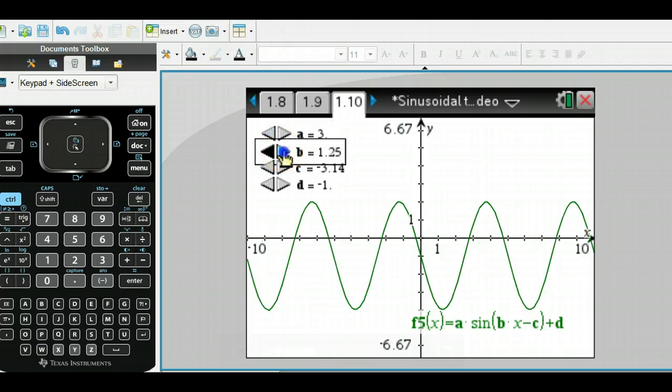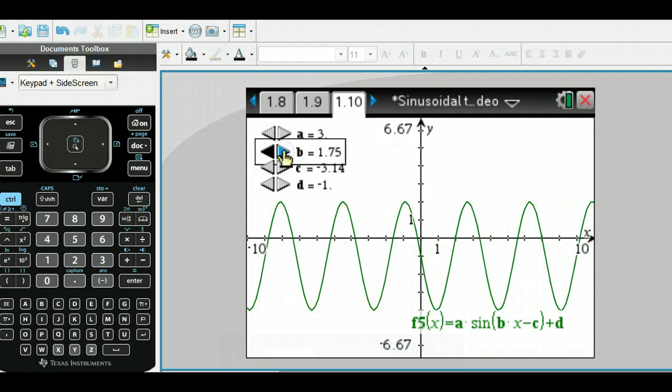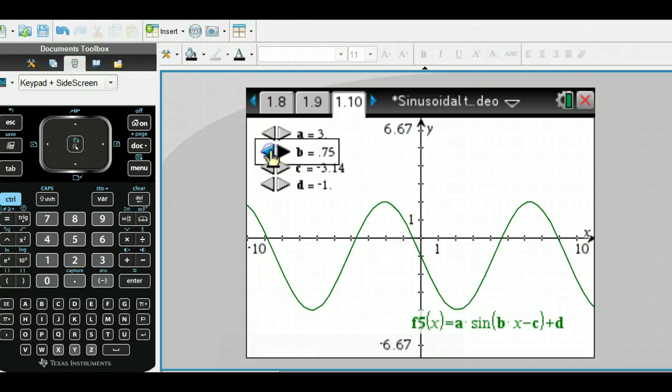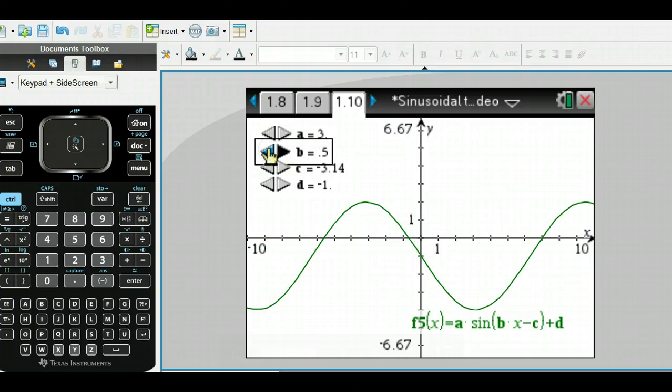If I change my B value, it's going to change how many waves I have in a certain amount of time. So right now I'd be going 2.25 times as fast. So my period would be 2 pi divided by 2.25. And then I can even make the B smaller than 1, which really stretches it out. So there's 0.5. So my wave is going half as fast as it normally would. So the period would be 4 pi rather than 2 pi.